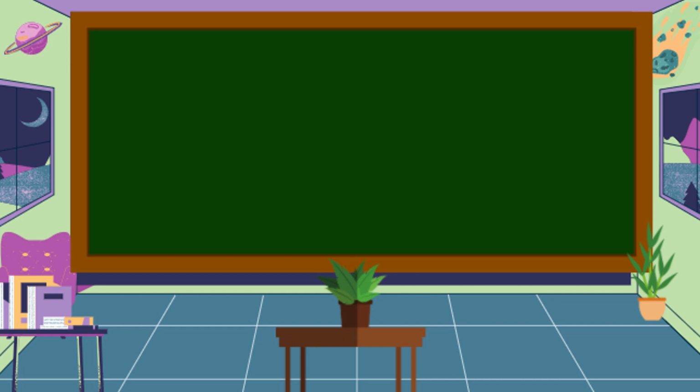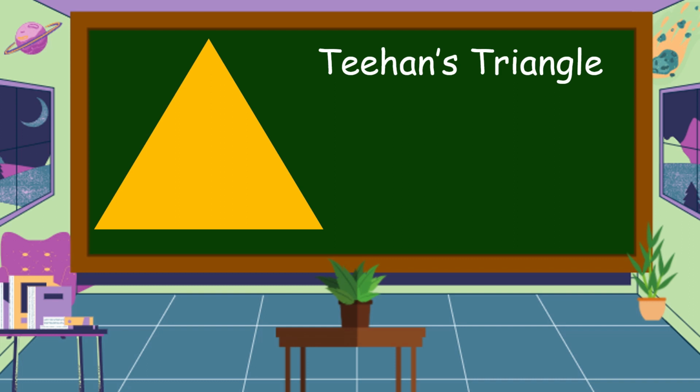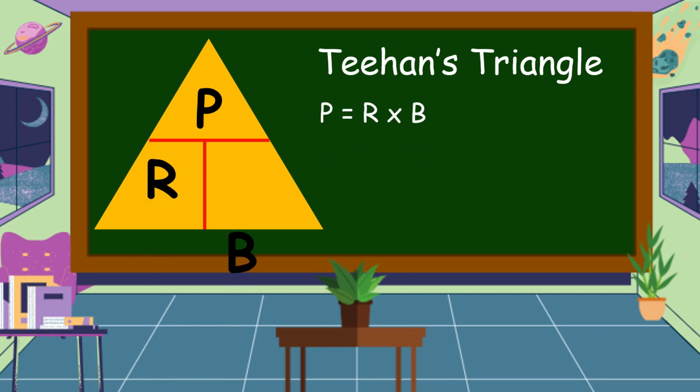So, meron tayo ditong T-hands triangle. Hahatiin natin ito into 3 parts. Okay, bandang taas, ito yung ating percentage. Kung ang percentage ay mawawala, ito ang ating formula. Percentage is equal to rate times base. So, yung nasa baba natin ay i-multiply natin.